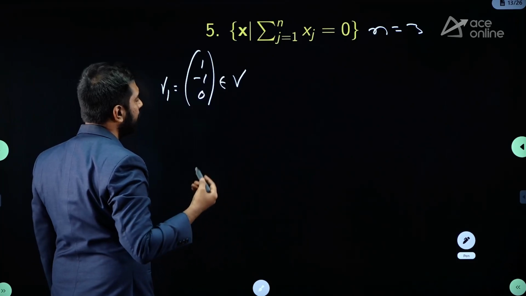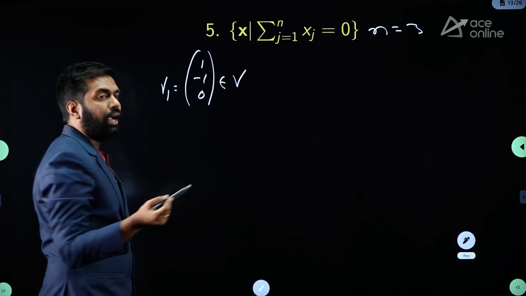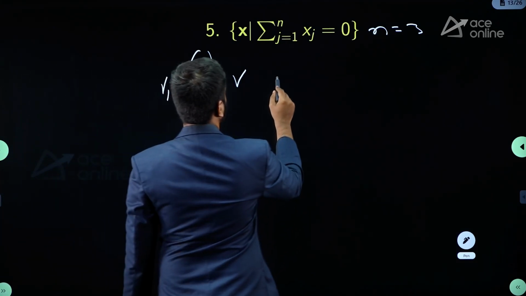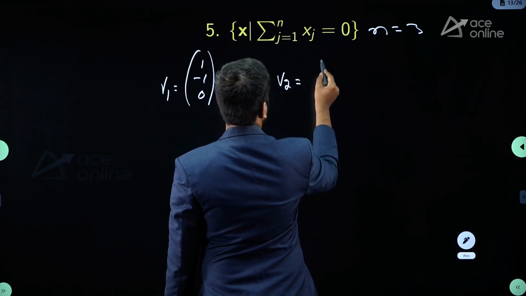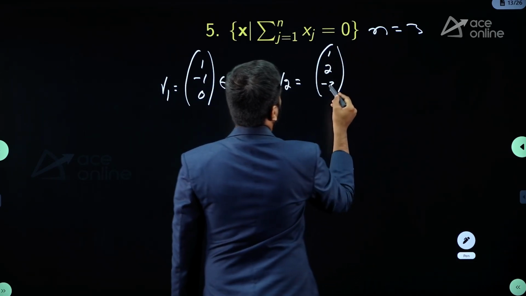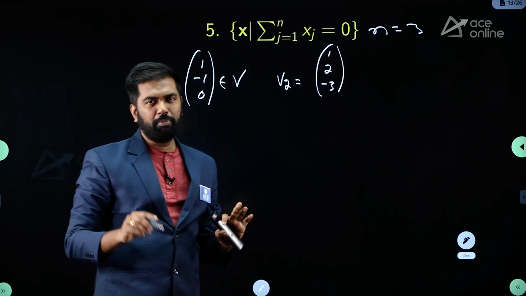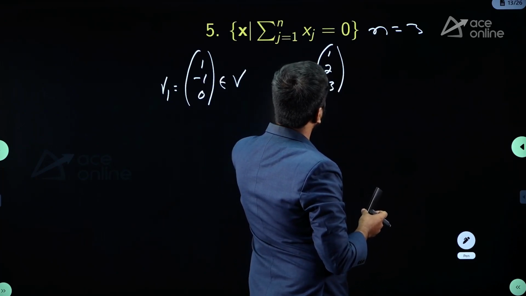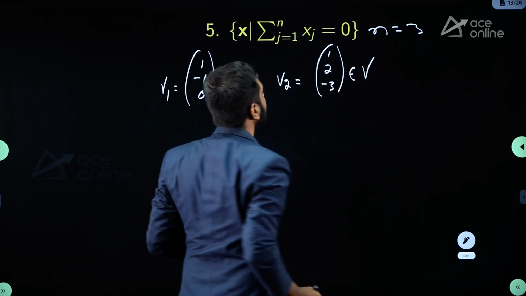How do you say that? Come on, add this: 1, minus 1, 0. When you add, you are getting the sum as 0. Yes, this is a part of V. Now let's look at V2. Let's take some other, 1, 2, maybe minus 3. So when you add all this, that sum must be 0. How much should be the sum? 0. Come on, try this. 1 plus 2 is 3, 3 minus 3 is 0. Of course, this also belongs to V.